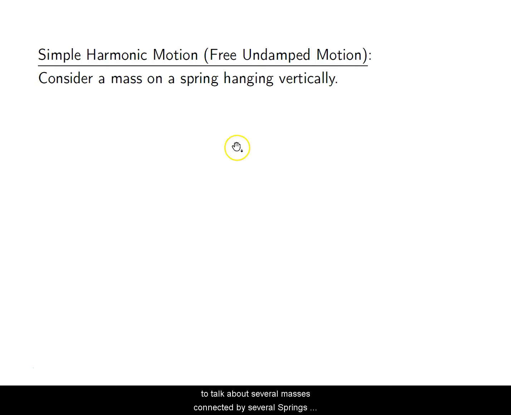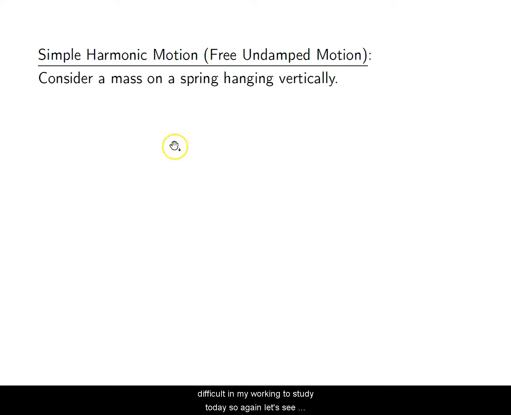A lot of times you start to talk about several masses connected by several springs connected together, and we like to model those as well, right? So today we're going to keep it fairly simple. We're going to have one spring, one mass. I think there's one or two problems in the textbook where you have two springs connected to the same mass, but that's not too much more difficult than what we're going to study today.